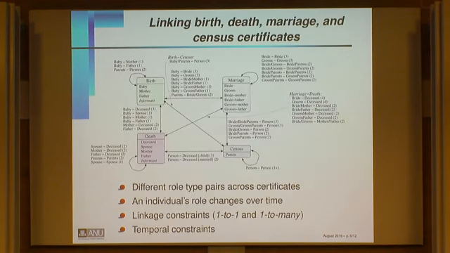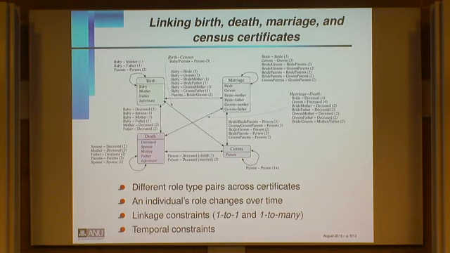So this is how our certificates look like, and these are some of the role pairs which we potentially could use. So we have birth, marriage, death, and census. Census has not just one person, but that's the role a person can have. And these are all of the potential ways of how we can link between different certificates. So for example, we could link a birth to a marriage. The baby becomes the bride, the baby becomes the groom, the baby becomes the bride's mother, and so on and so on.